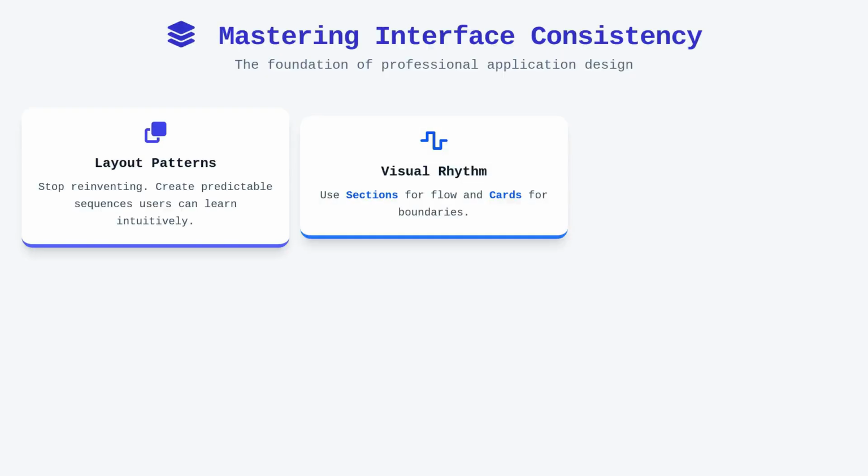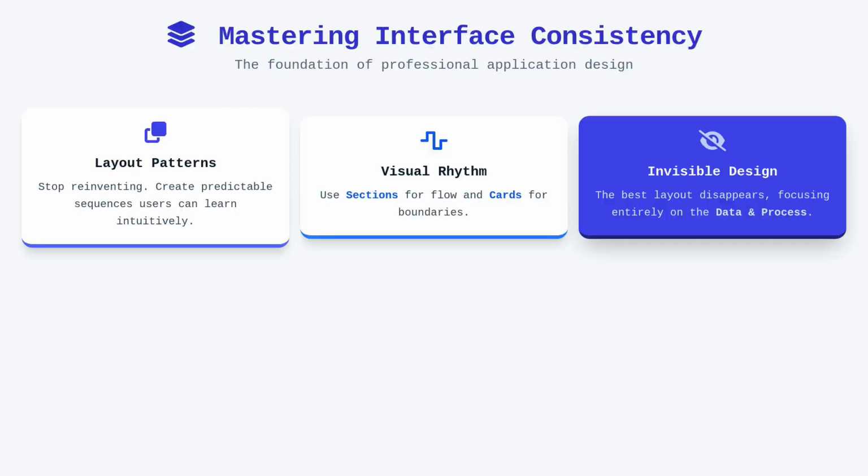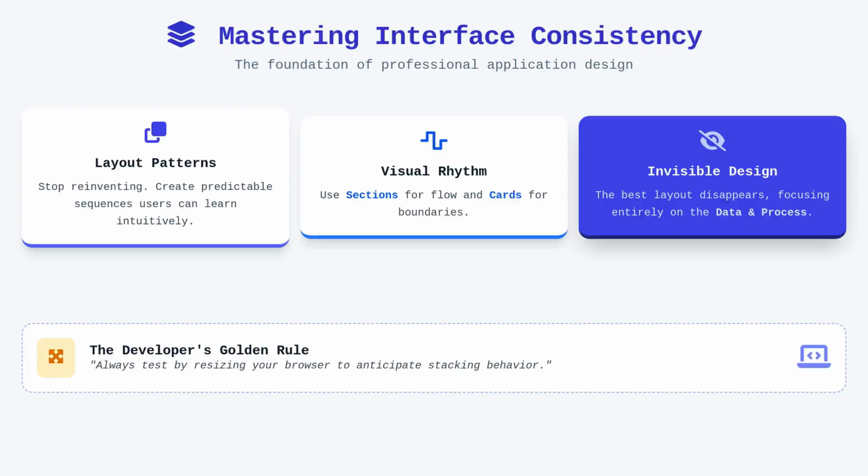Use sections to establish a visual rhythm, and utilize cards to demarcate boundaries for information that might otherwise blend into the background. As you gain more experience, you will find that the most effective interfaces are often the ones where the layout disappears entirely, allowing the user to focus exclusively on the record data or the process task they are performing. Always test your layouts by resizing your own browser window during the development phase to anticipate how the stacking behavior will impact the user experience.